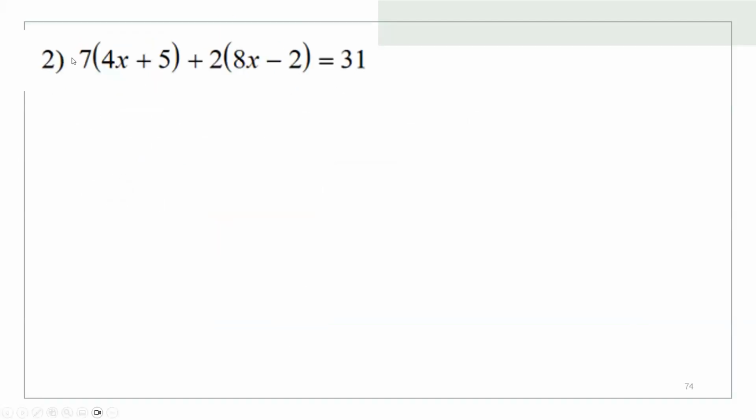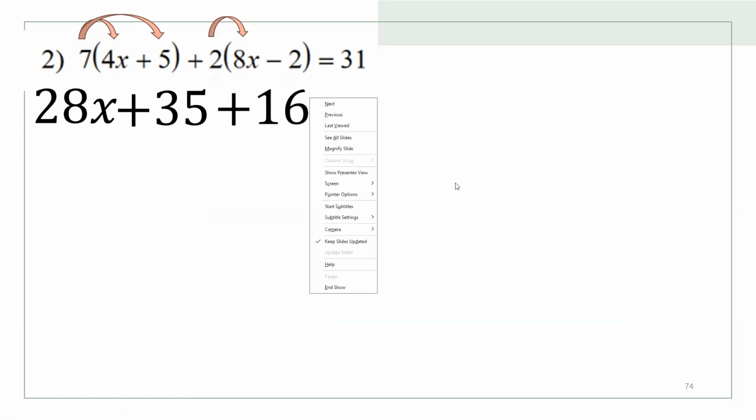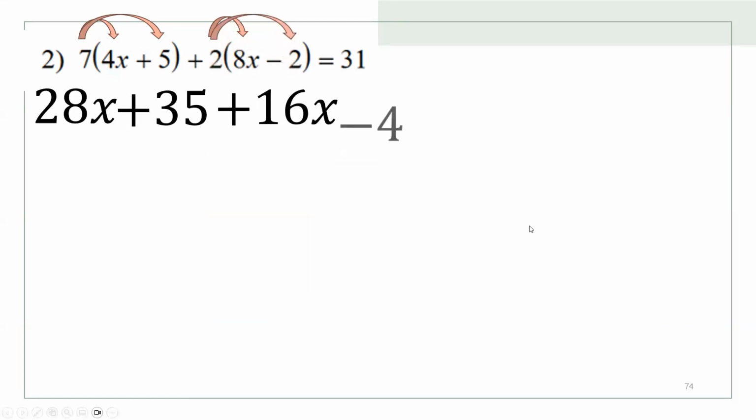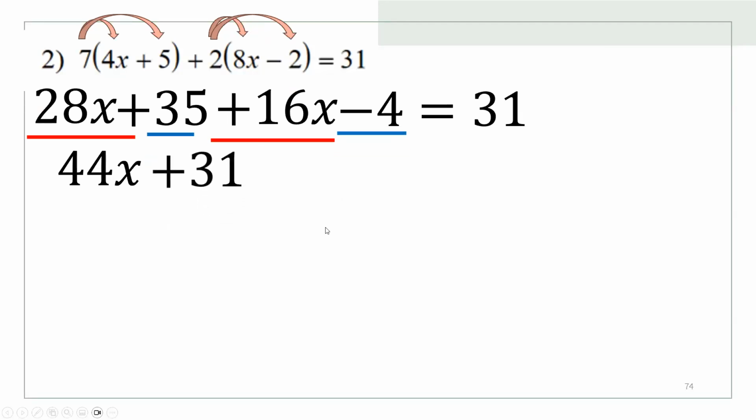All right, let's distribute not once but twice. 7 times 4, you get 28. 7 times 5, you get 35. All right, let's do it again. 2 times 8, 16x. Good, good, good. 2 times -2 is a -4. That makes a -4 there. Bring down your 31. All right, distribution is done. Now we have to combine things. Well, I see I have 28x and 16x. How many x's does that make? It makes 44 of them. 35 minus 4 is 31.